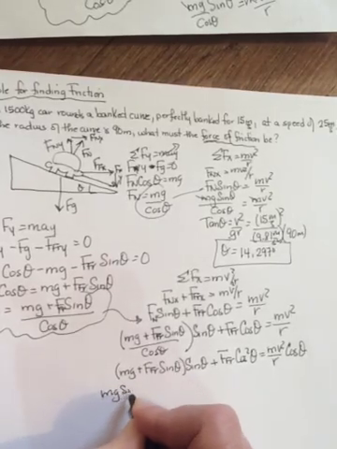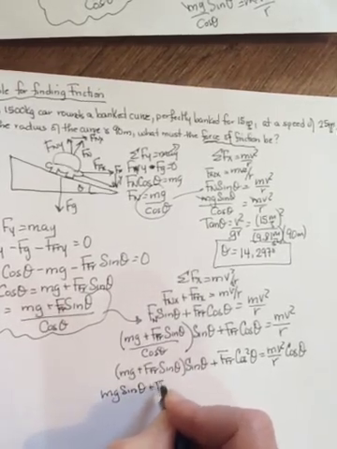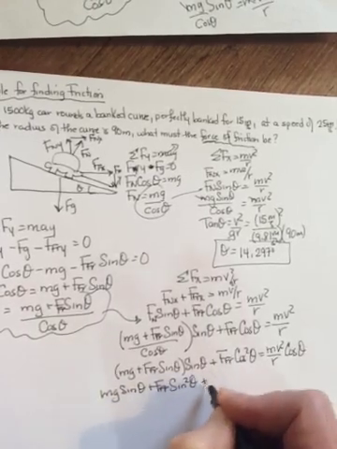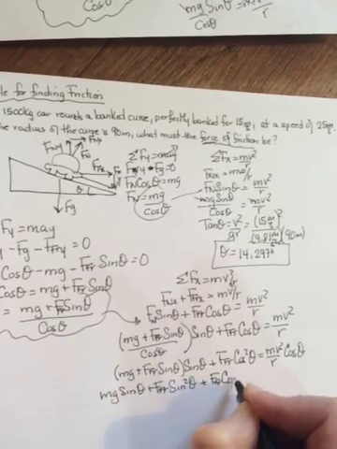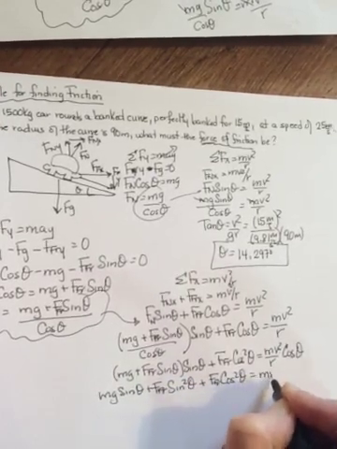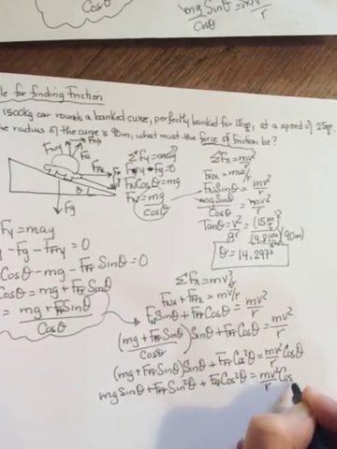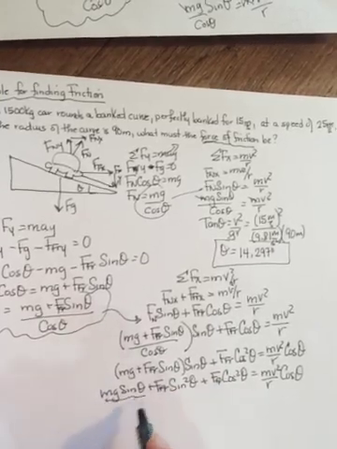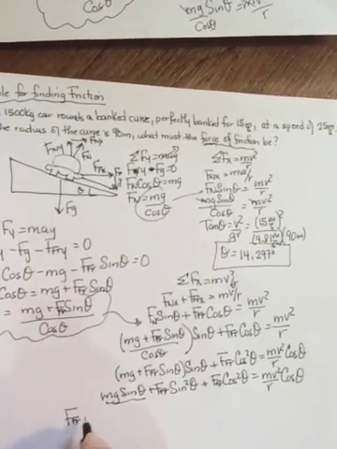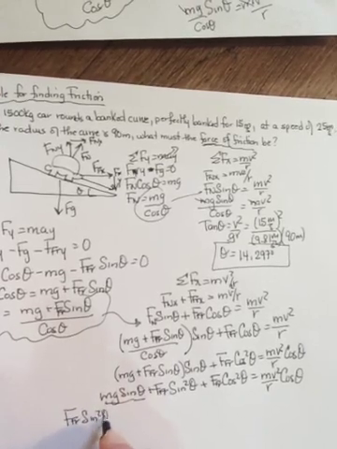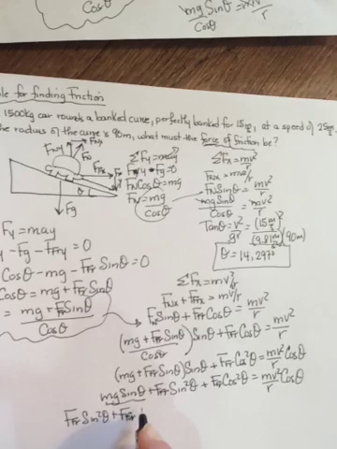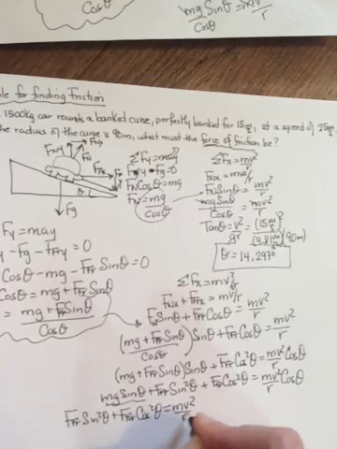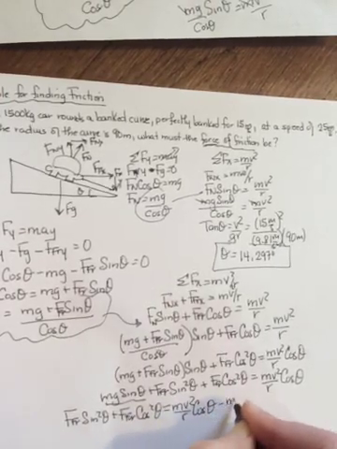So mg sine theta plus FFR sine theta times sine theta is sine squared theta. FFR cos squared theta equals mv squared over r times cos theta. Trying to solve for friction, so you want to keep these two terms with friction on one side and take this guy to the other. So FFR sine squared theta, FFR cos squared theta equals mv squared over r cos theta minus mg sine theta.